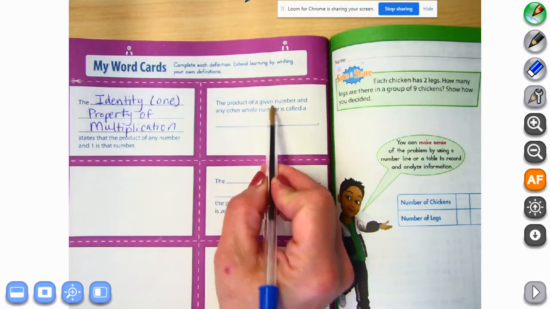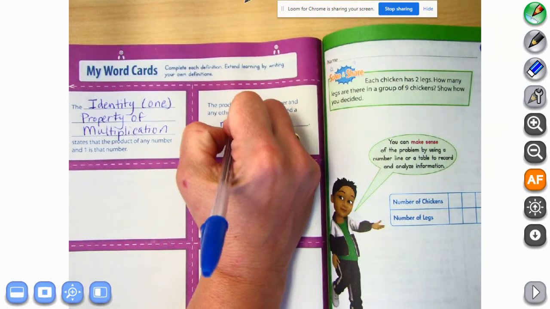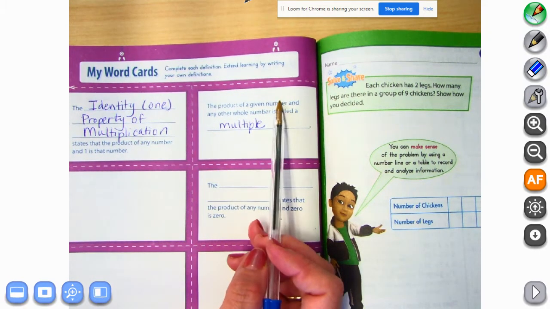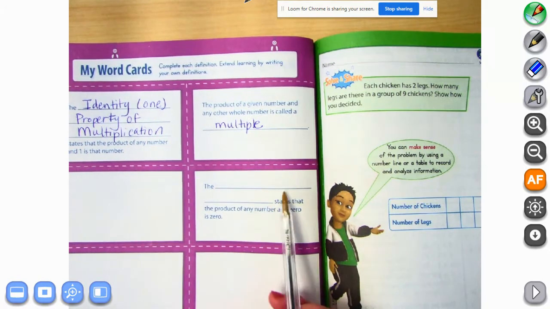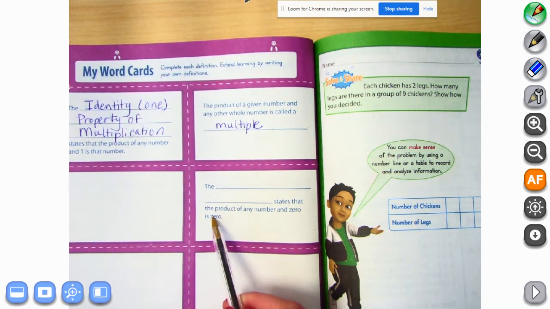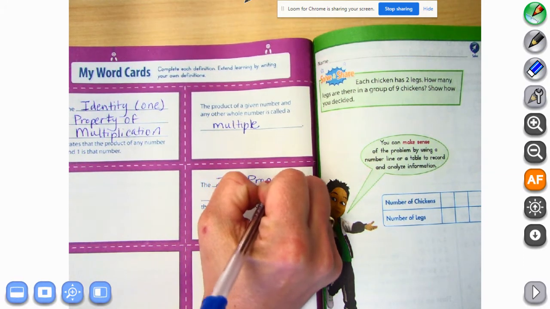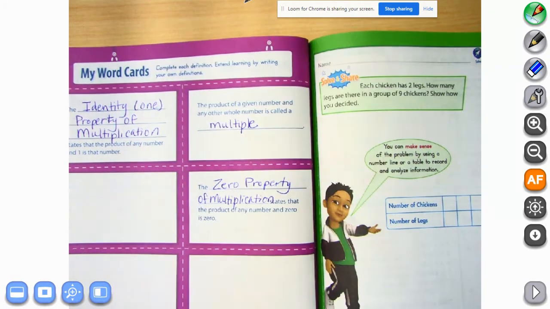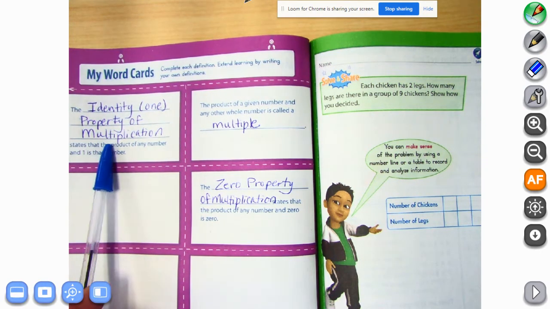The next one says the product of a given number and any other whole number is called a multiple. It's a multiple of that number. So if we've got the number 12, it's a multiple of 2 because we can skip count by 2 to get to 12. It makes it a multiple of 2. The blank states that the product of any number and 0 is 0. This is the 0 property of multiplication. So that states that any number, even 100 trillion times 0 is 0. 100 trillion times 1 is 100 trillion.